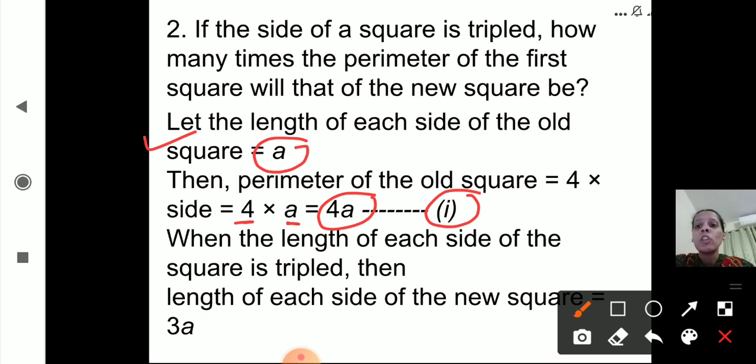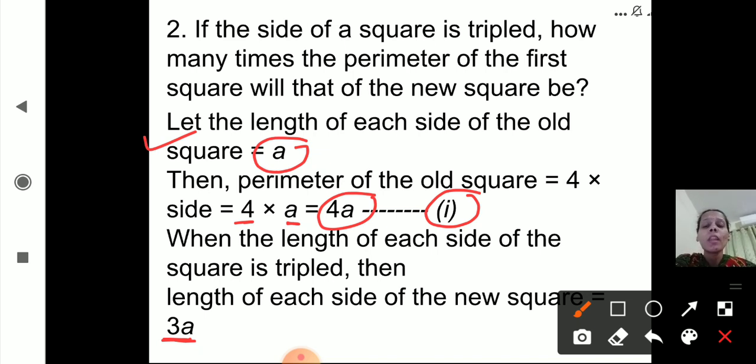Now, when the length of each side of the square is tripled. It is given in the question, if the side of a square is tripled. Triple means 3 times. Double means 2 times and triple means 3 times. So the length of each side of the new square is equal to 3A. Why have we written 3A? Because at first the length of the side of the old square is A. Now it is tripled, meaning 3 times. So the side of the new square is 3A. If it is double, it means 2A. Hope you are clear till here.